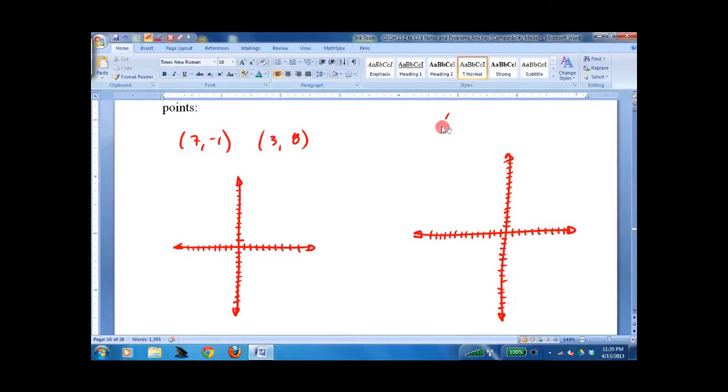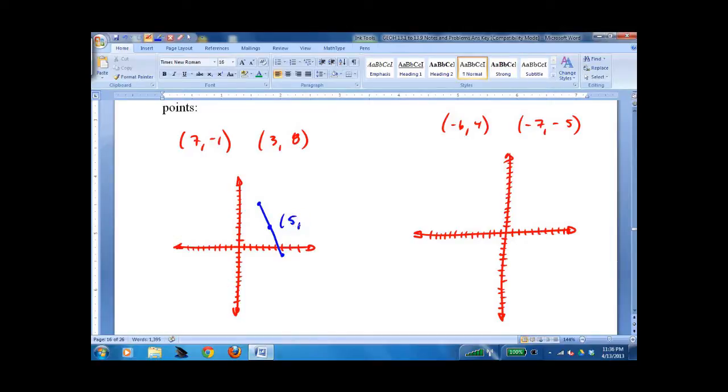And I'll try a couple of different points here. How about negative 6, comma 4, and negative 7, comma negative 5. So what's the midpoint? Well, I'll do the formula in a minute, but 7, negative 1 is here, and 3, 8 is here. And if you look for a midpoint, probably about here, I'm going to go with 4.5. That's probably closer to 5.